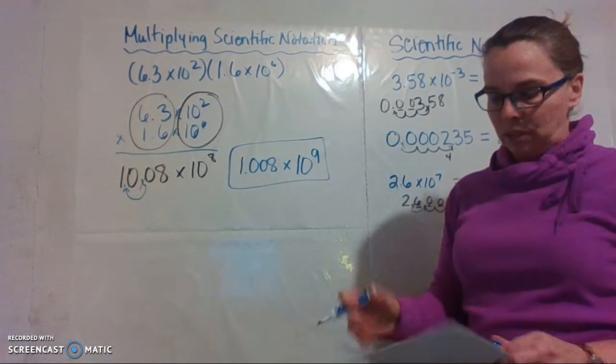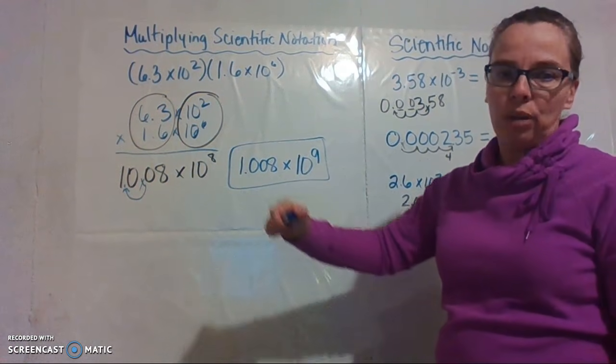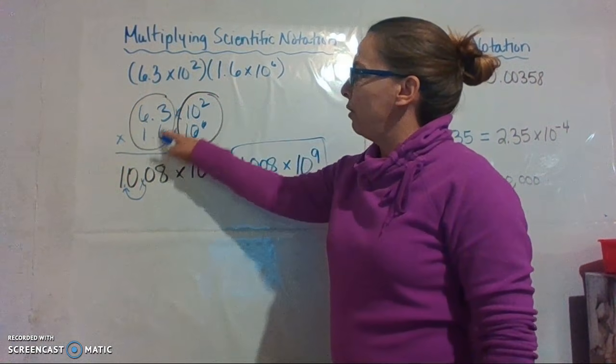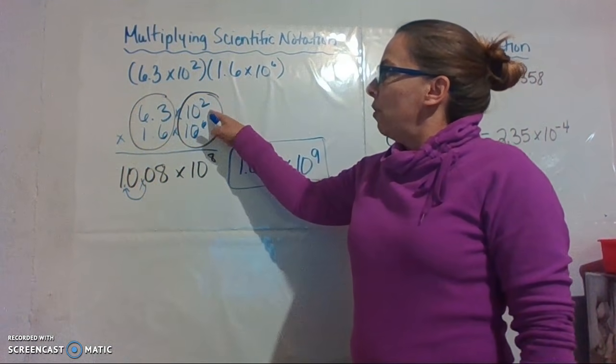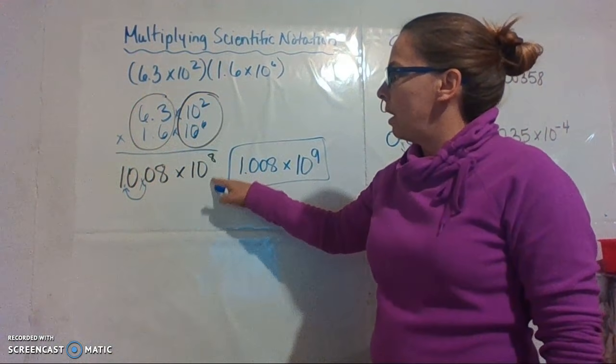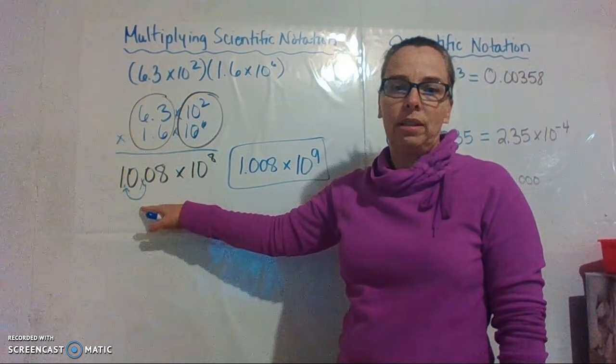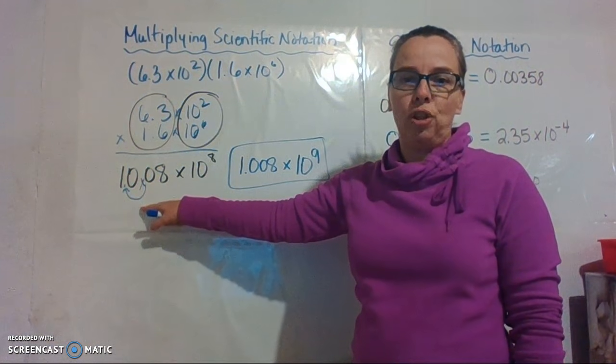So just a couple of things to double check when you are multiplying scientific notation. Multiply your first two factors together. Multiplying your powers, you add your exponents, and then make sure you check that your answer is truly written in scientific notation. You might need to adjust that a little bit.